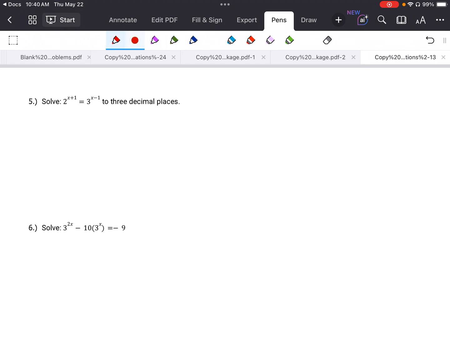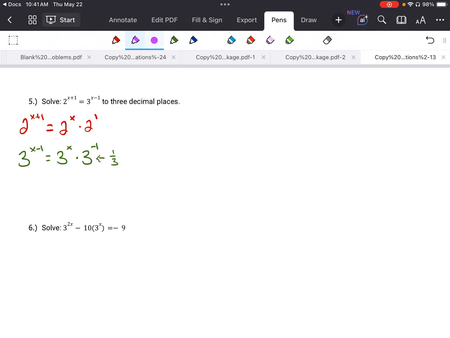All right. Solve 2 to the power x plus 1 equals 3 to the power x minus 1, to 3 decimal places. Again, different bases, we can't work with them, but we do see that both exponents have 2 different parts. So for the 2 to the power x plus 1, let's change that into 2 to the power x times 2 to the power 1. And for the 3 to the power x minus 1, let's change that into 3 to the power x times 3 to the power negative 1, which is really 1/3.